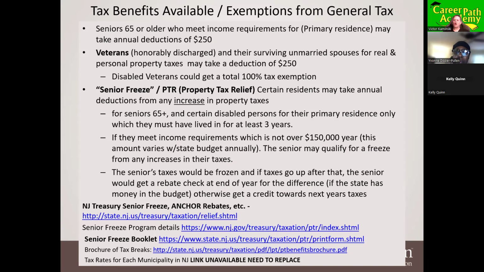And if the taxes go up, well, they will have to pay the higher tax, but the difference between the amount that they froze the tax at and what the taxes currently are, they'll get that difference back at the end of the year in a check that will be sent to them if the state has the money in the budget. If the state doesn't have the money in the budget, they'll give them a credit towards next year's taxes. Either way, the senior will get the money back.